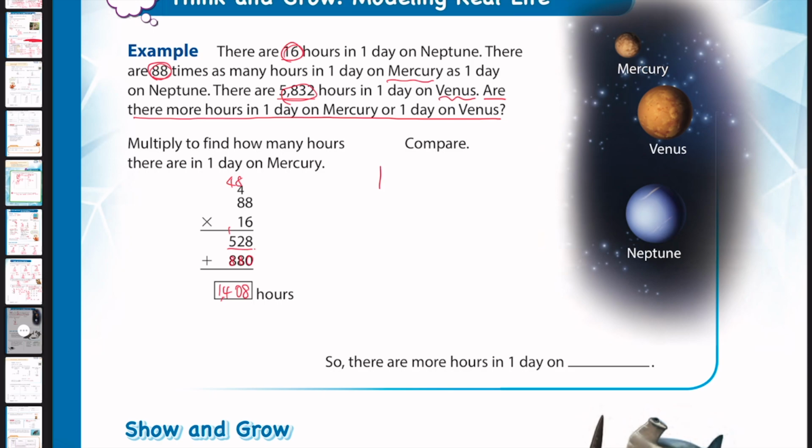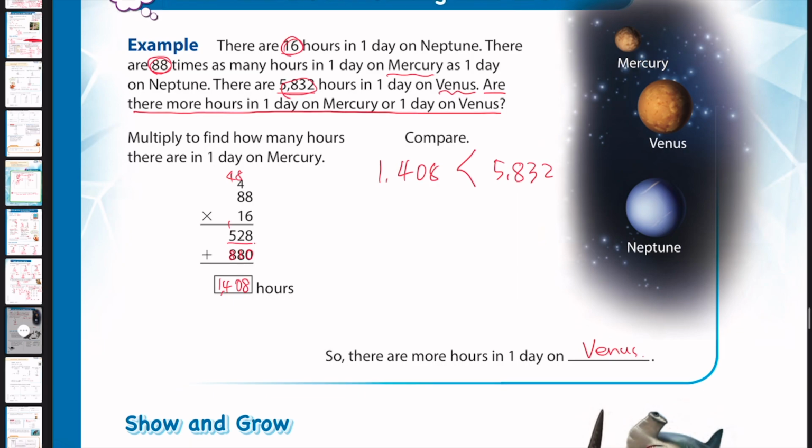Let's compare now. When you compare 1,408 and 5,832, wow, this is much greater, right, Venus? So there are more hours in one day on Venus. Okay, let's move on. We have 3 more to go.